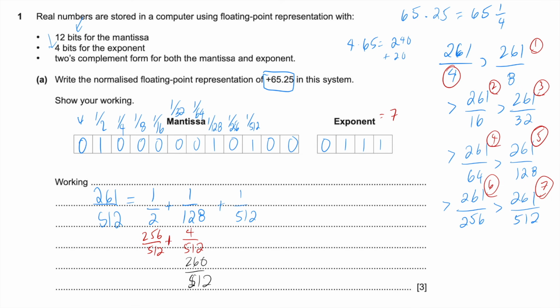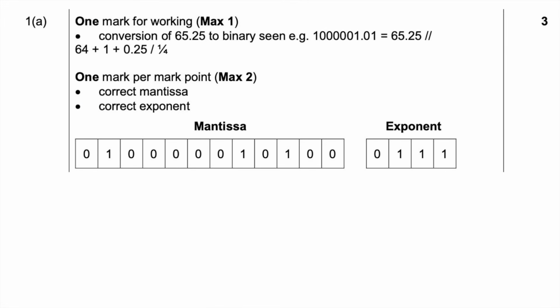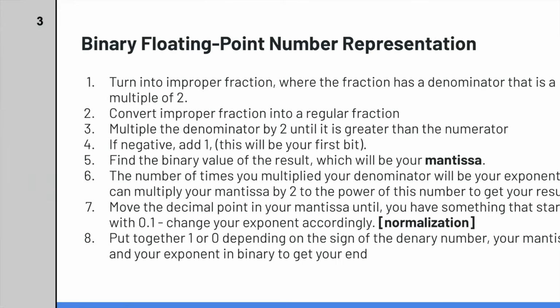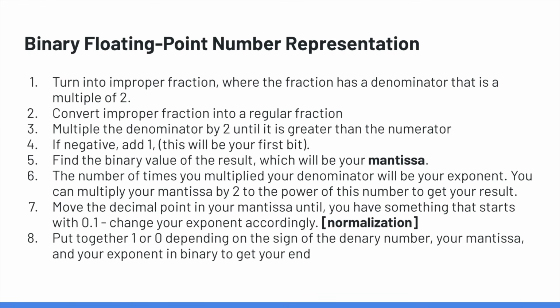So you can see that's significantly less time consuming than working with negative floating point numbers. Let's check the mark scheme. And yeah, we are good to go. So to give you a summary of all of the steps involved, I created a list right here. I'm not going to go over it, but there's going to be a link to the slideshow in the description, and you can look at it to get a clear representation of how to go about converting numbers from denary to floating point.